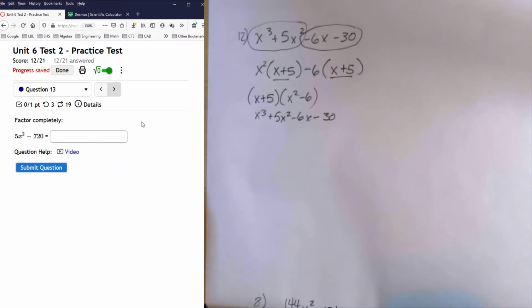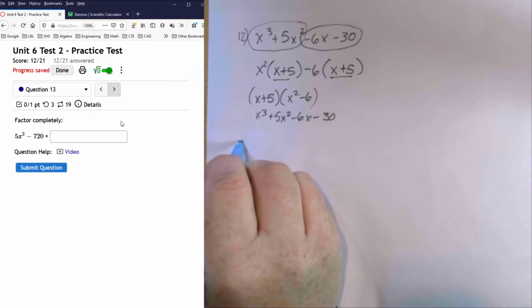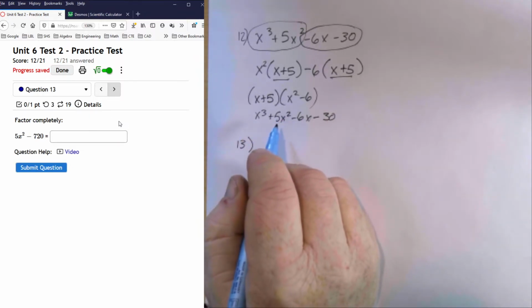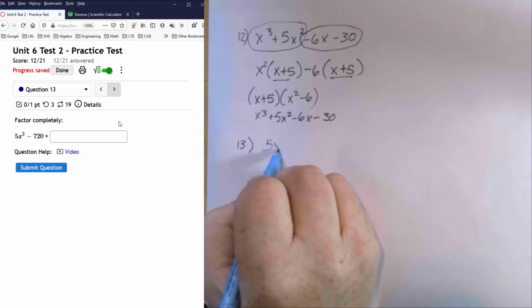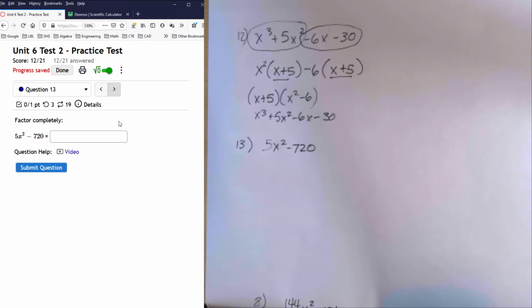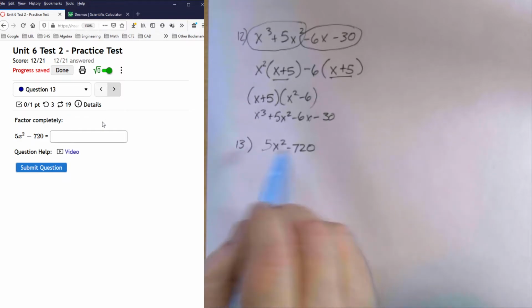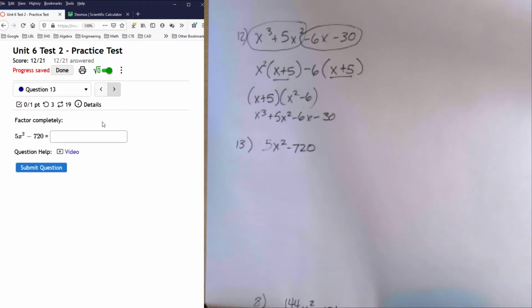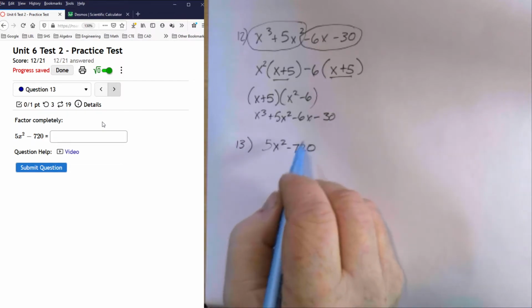Number 13. They're asking us to factor this. We have 5x squared minus 720. Now, I don't have a difference of squares because 5 is not a perfect square and 720 is not a perfect square. But I see that if I factor a 5 out of that, I might be able to do that. I know that 5 goes into 720 because it's got a 0 on the end.